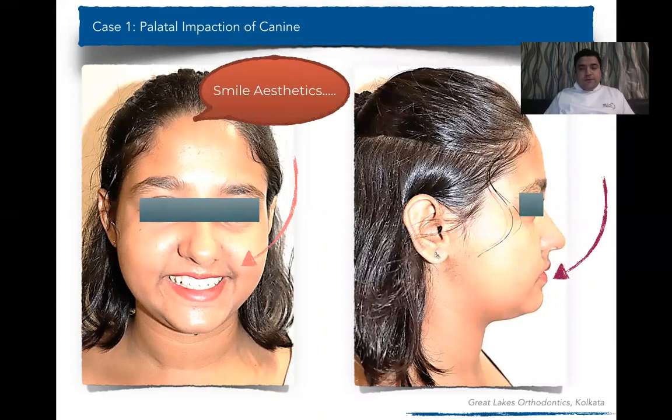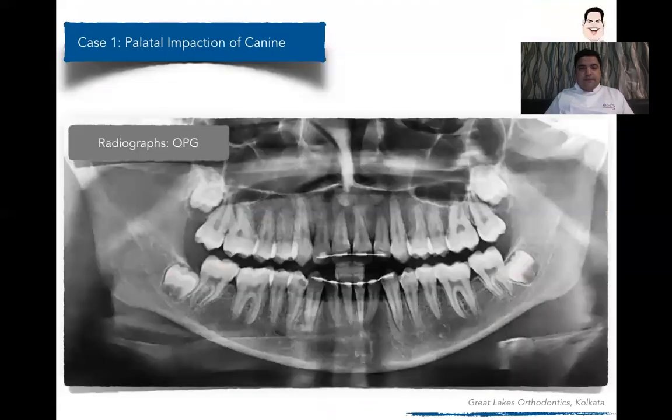So the profile view shows that an orthognathic facial profile is there. And even though it was a non-extraction decrowding case, we did not bring about a lot of flaring and prominence to the upper and the lower lip. So that's still orthognathic at the end of the day.